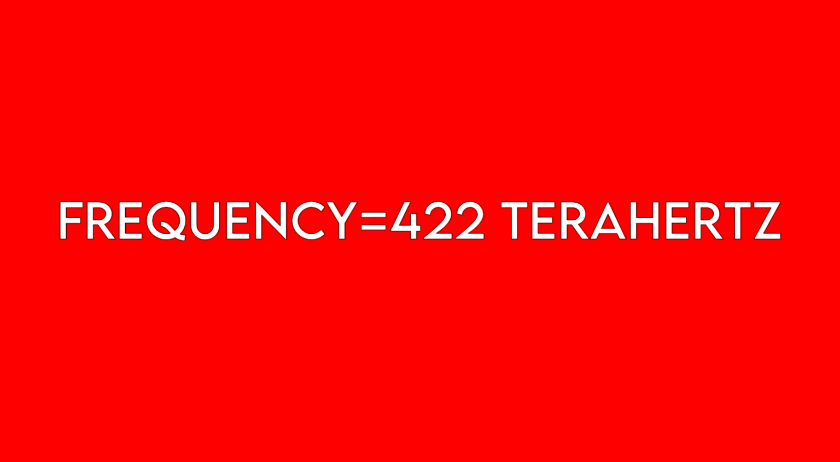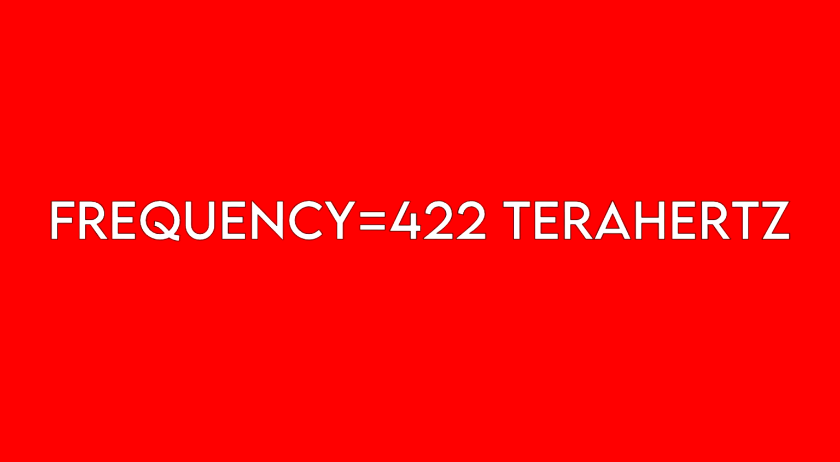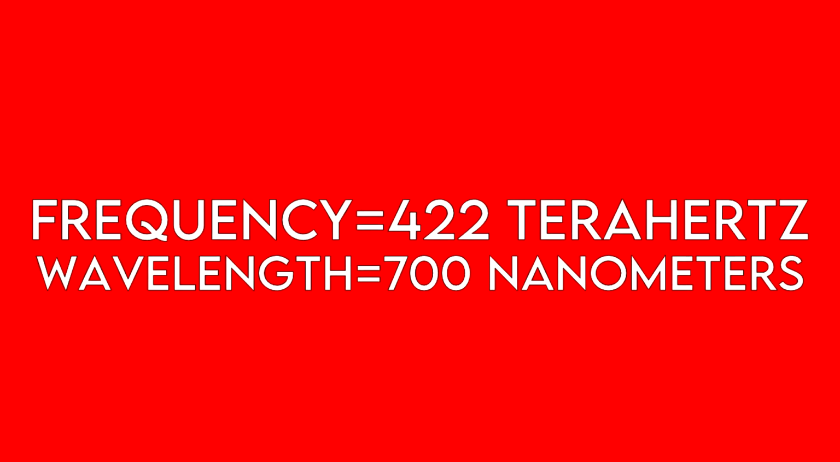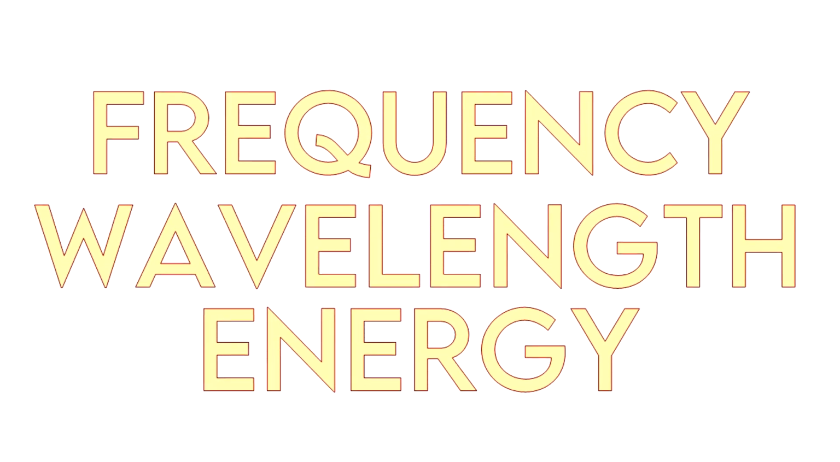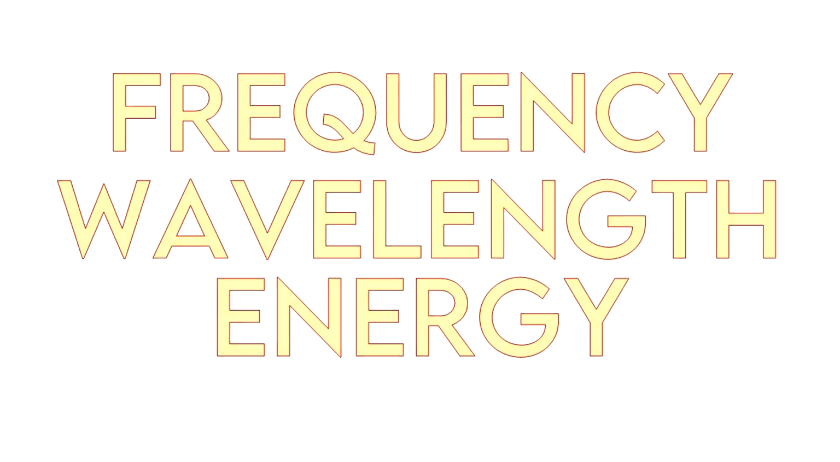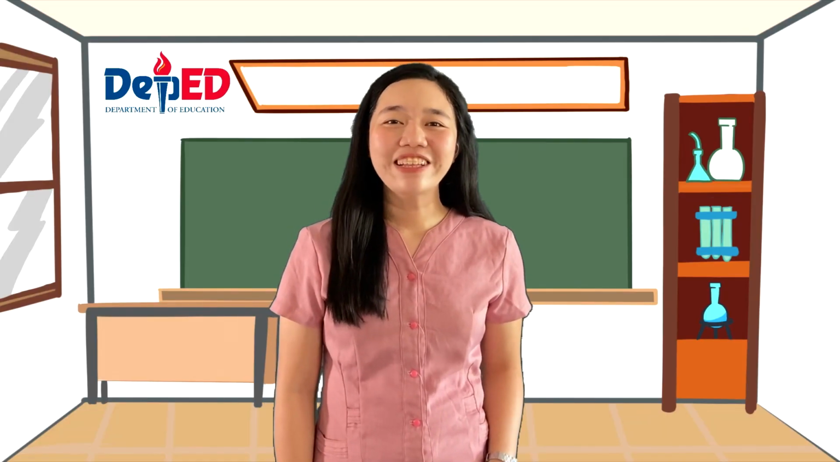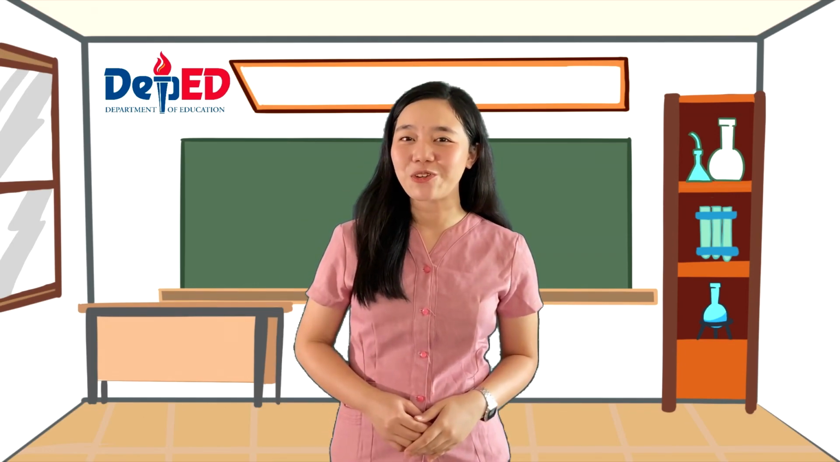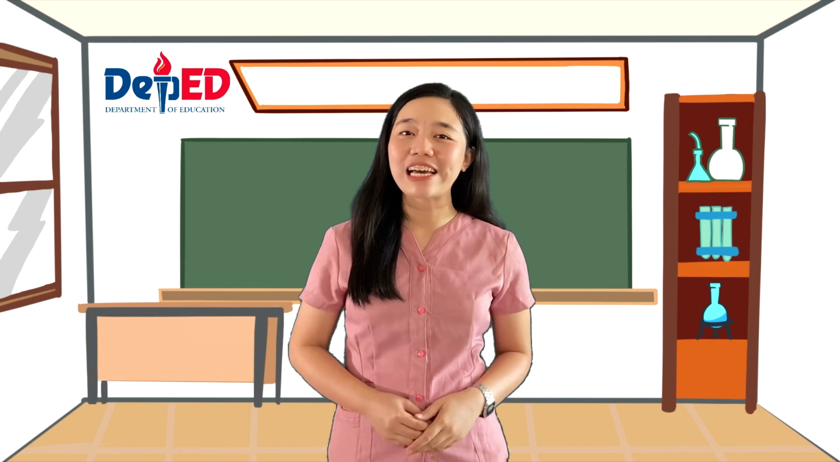Exactly! Red has the lowest frequency with 422 terahertz and longest wavelength at 700 nanometers. Red waves carry the lowest energy. With your observations using the spectrum wheel, explain the relationship of frequency, wavelength, and energy. Alright, let's find out if your answer is correct. To find out, let's listen to a notable science teacher here in Tarlac City.